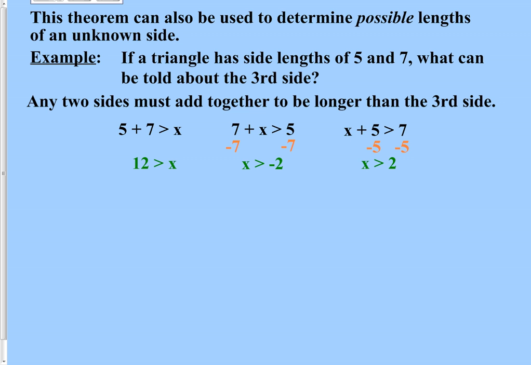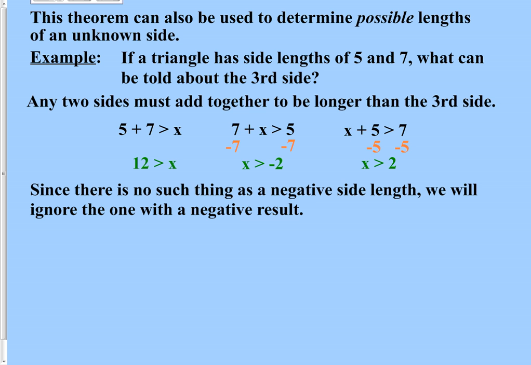Okay, now let's look at what these three inequalities actually mean to the problem. First off, hopefully you notice something went wrong in the middle of there. We had a negative side length show up in our triangle. x was greater than -2. Well, there is no such thing as a negative side length in a polygon. So on these problems, you are going to get one that turns out to be a negative value. You will disregard that inequality and instead pay attention to the other two.